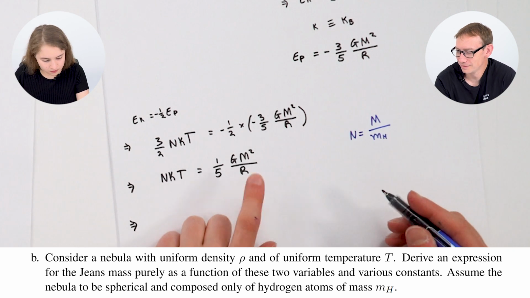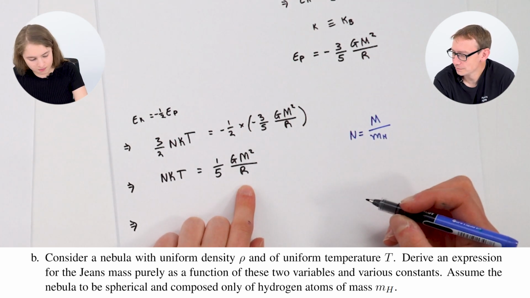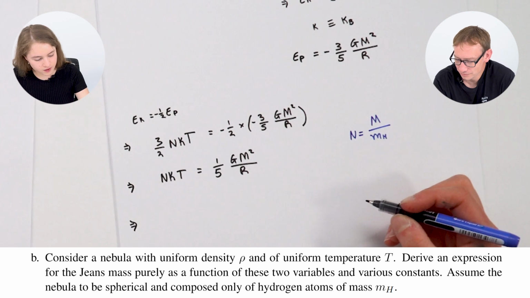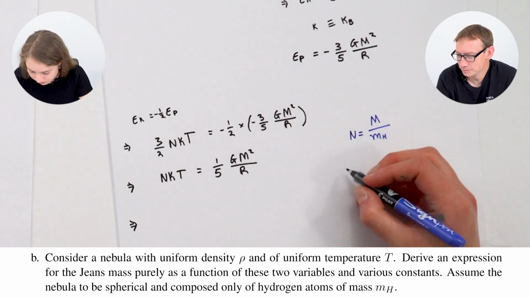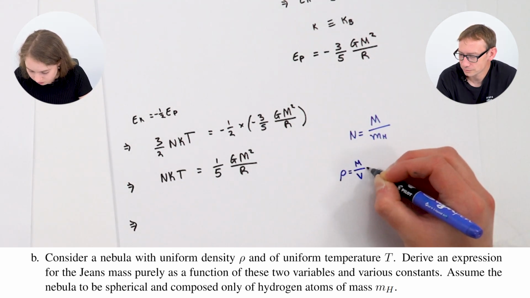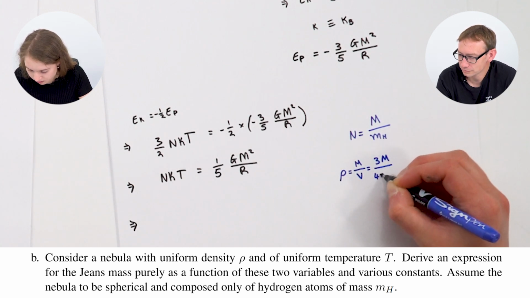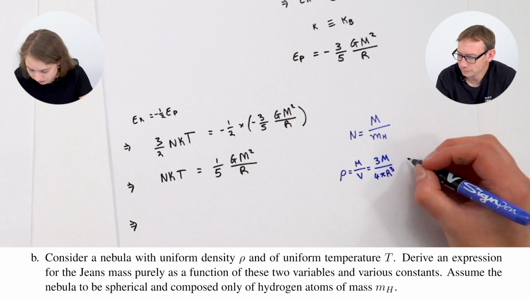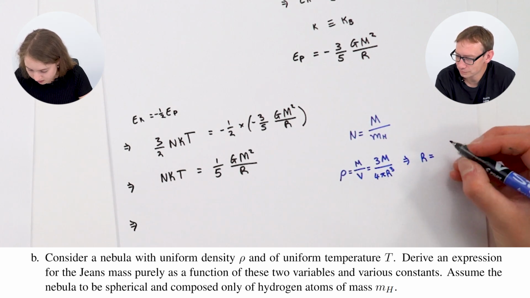What about the radius of the cloud? Well, we can write that in terms of the density and the mass, right? The density is one of the things that we want to get the gene's mass as a function of, and then the mass is the gene's mass itself. So we know that the density is the mass over the volume, which if you substitute in the volume of a sphere, you get this. Then rearranging gives you that the radius is.